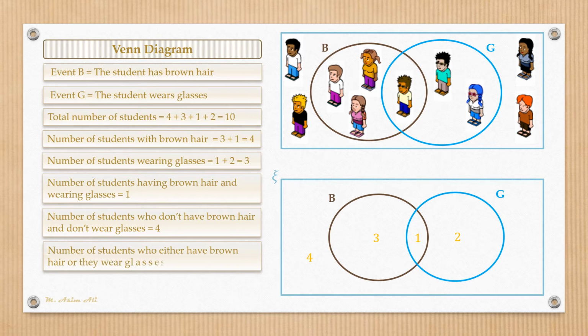And if we want to count the students who have either brown hair or glasses, that means they have any one characteristic. Either they have brown hair or they are wearing glasses. We will count all the students who have brown hair, who are wearing glasses, and who have both brown hair and glasses. So 3 plus 1 plus 2 is equal to 6. These 6 students have either brown hair or they're wearing glasses.